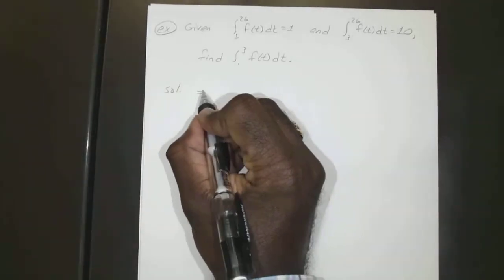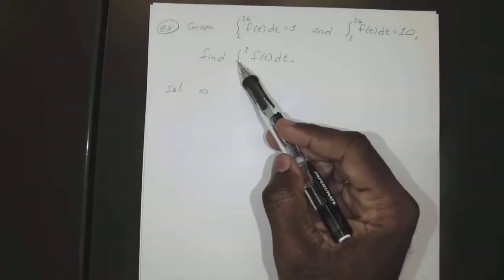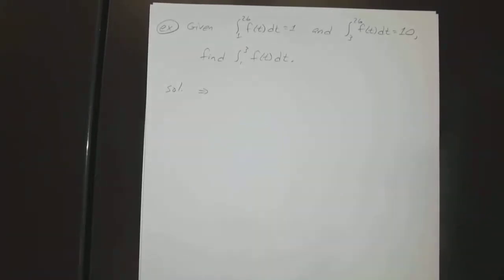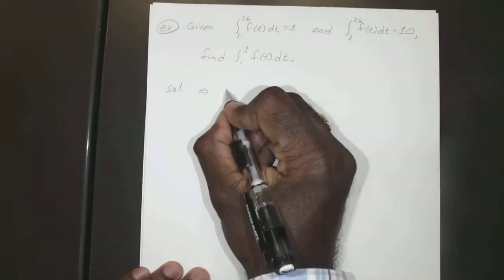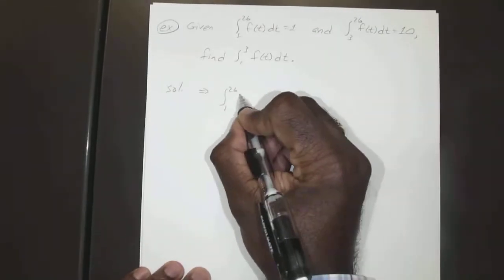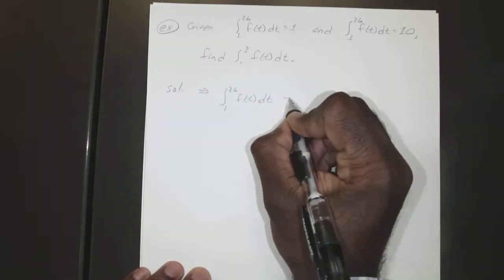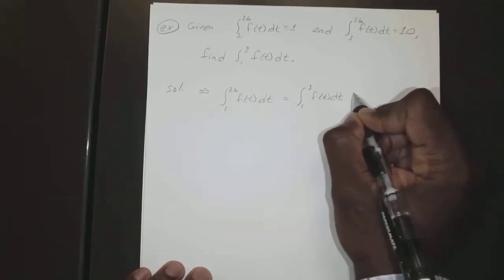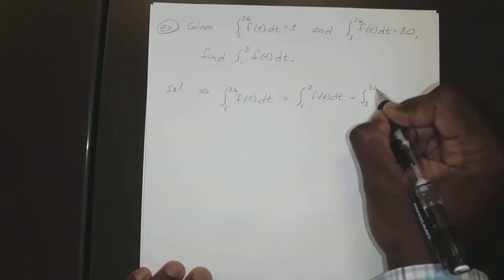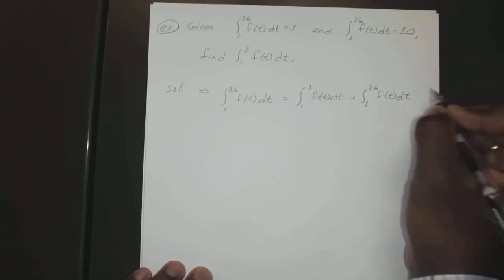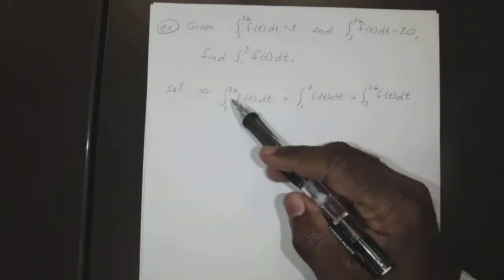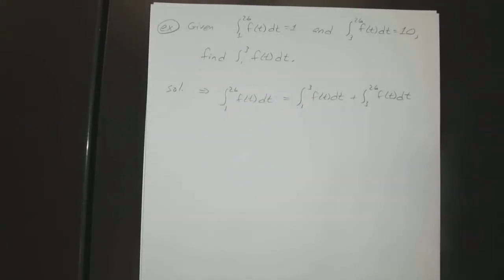Once again, we're going to break this up. This goes from 1 to 26, this is from 3 to 26, and they want us to find from 1 to 3. Now, the one thing we can say for sure is that the integral from 1 to 26 of f of t is equal to the integral from 1 to 3 plus the integral from 3 to 26. All we did was separate 1 to 26 into two different sums.